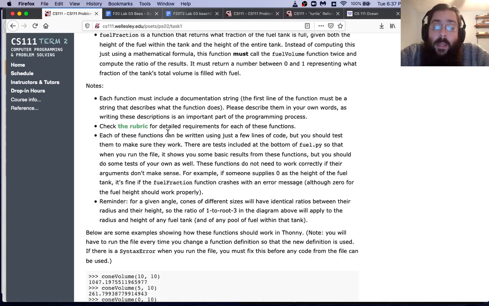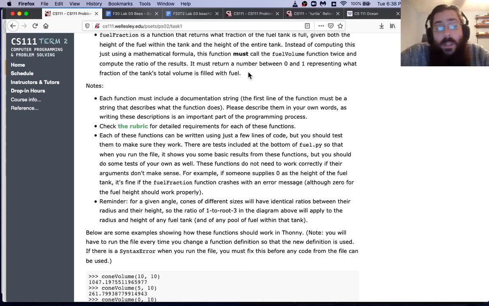Another note, each of these functions is just a few lines of code, right? They're not that complicated. But we do have tests for them that are included at the bottom of fuel.py. And you can even add your own tests there if you want. There's a function that's called test. And if you want to add tests, that's where you should add them. That's where our existing tests are placed as well.